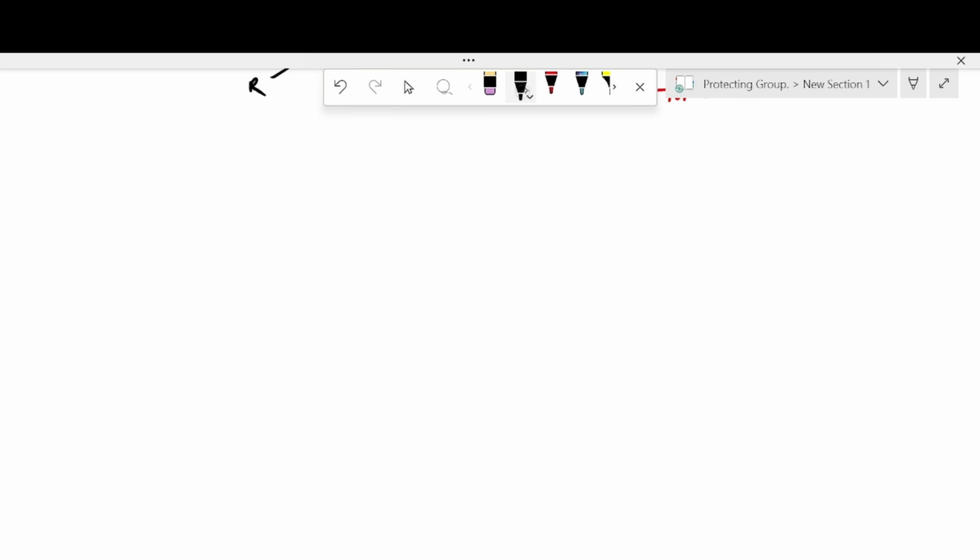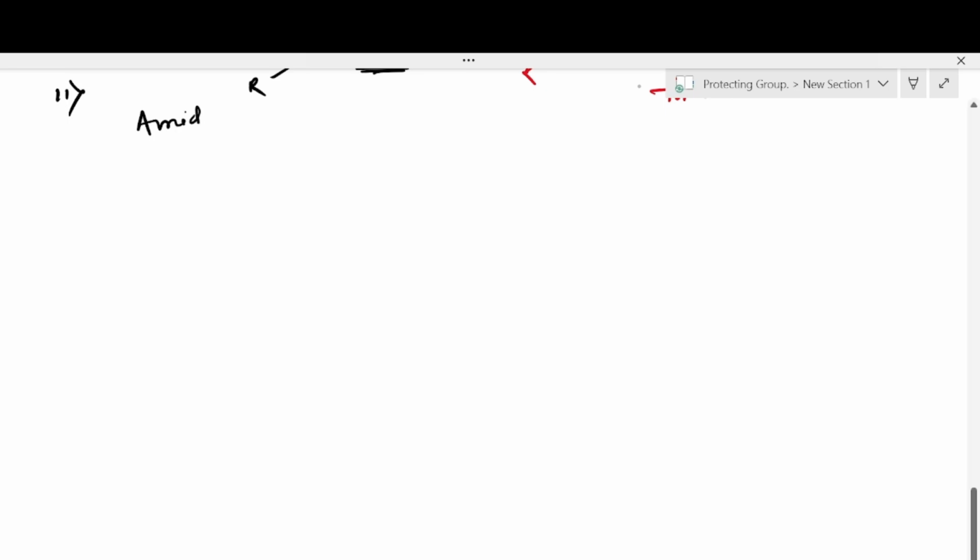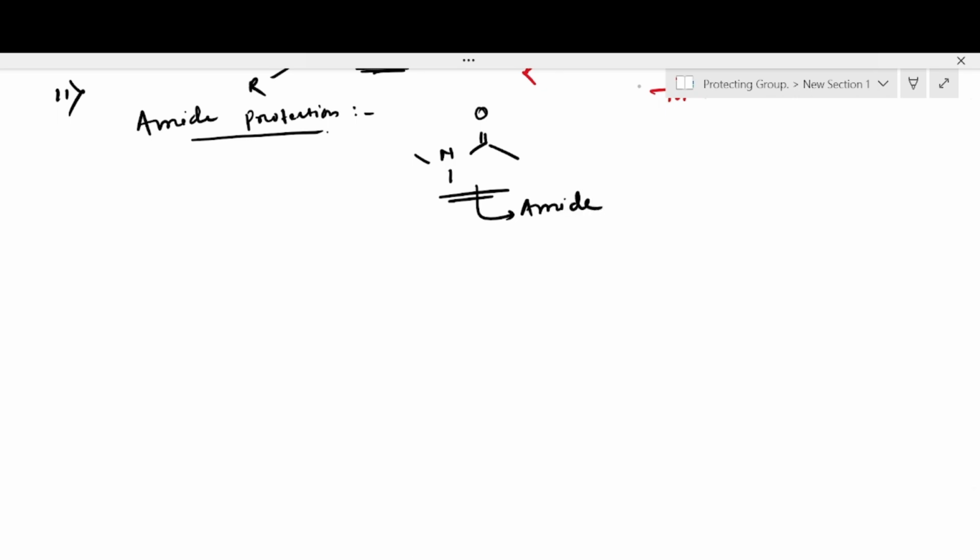The next one is amide protection. Everyone knows this functional group. What is this functional group called? It is called the amide functional group. So how will we form an amide protecting group? Let's take a secondary amine and try to react it with acid anhydride.